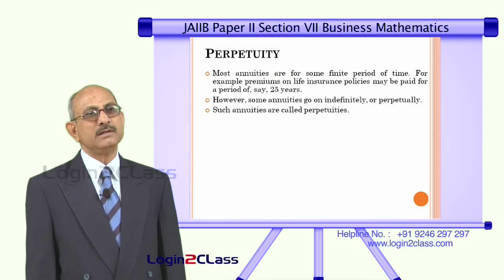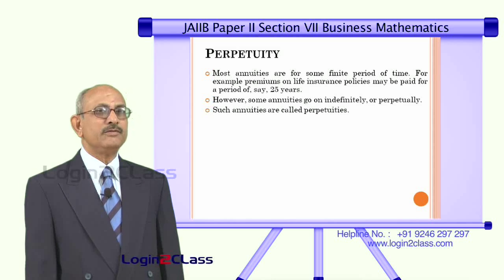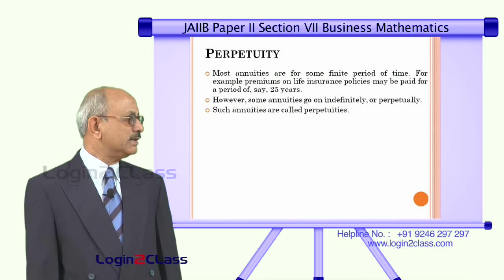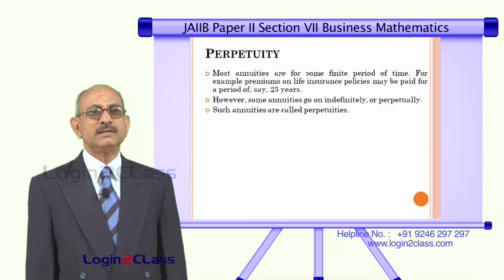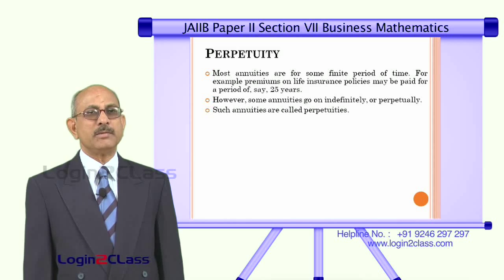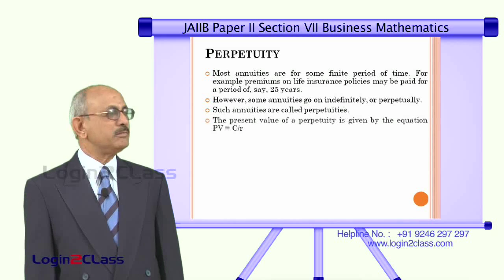That means even after your death, the money will go to somebody else. Or if you have to make payment, even after your death, your legal heirs will have to make that payment. In such cases, we call such annuities perpetuities. And using a mathematical equation, we can find out the present value of a perpetuity.